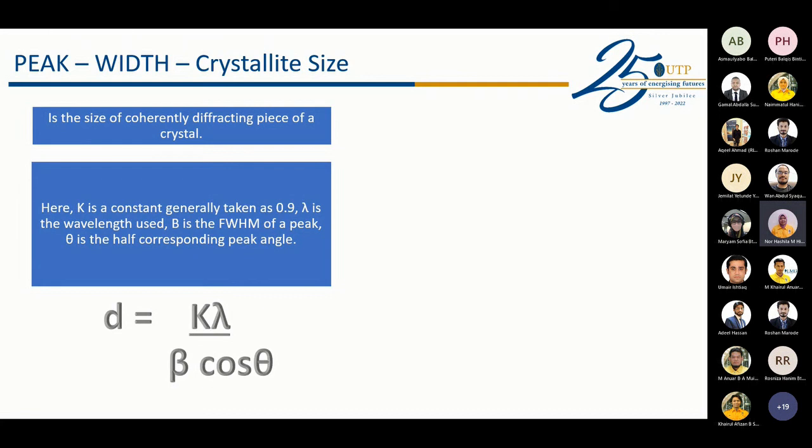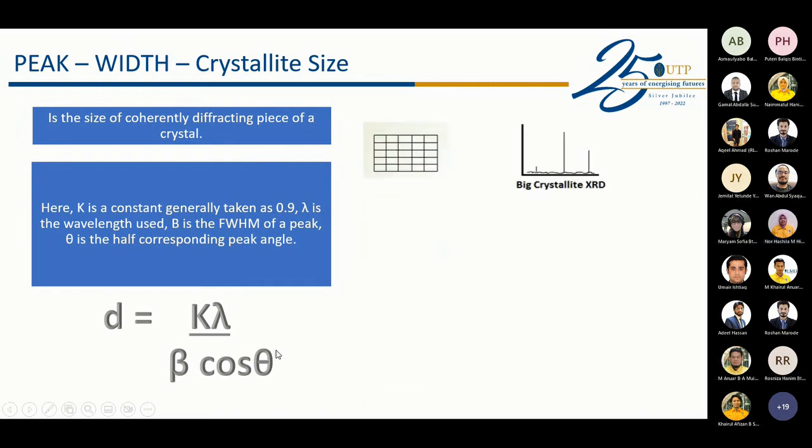If you want to calculate the crystallite size from XRD, of course it will not be the same as the value you get in SEM, FESEM and also TEM. For the crystallite size, we use the Scherrer equation to calculate. K is the constant, lambda is the wavelength, beta is the FWHM of the XRD peak, and theta is the peak angle.